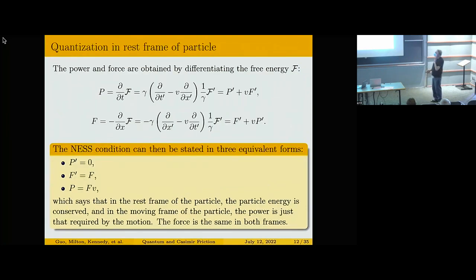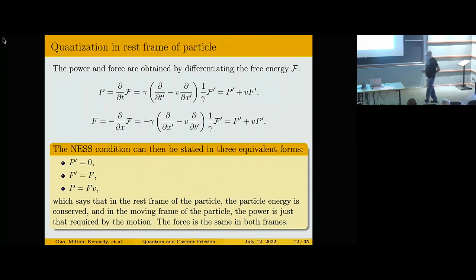And we've done the calculation in both frames. To check that everything is right, we calculated everything in both the rest frame of the particle and the rest frame of the radiation. These are related to each other because you can show just from a Lorentz transformation that the power in the rest frame of the radiation is the power in the particle rest frame plus V times the force in the particle rest frame. And likewise, the force in the rest frame of the thermal radiation is the force in the particle rest frame plus V times the power in the particle rest frame.